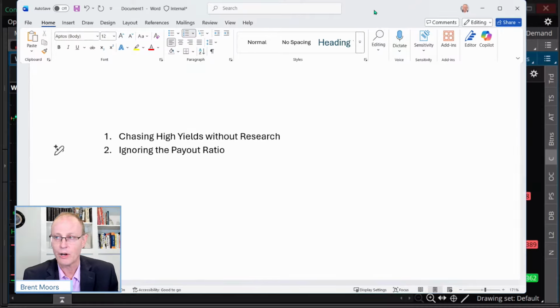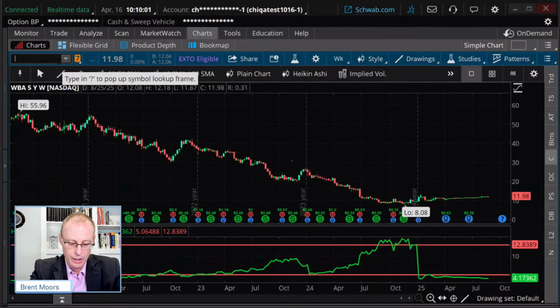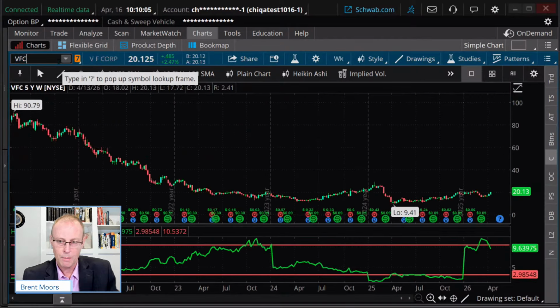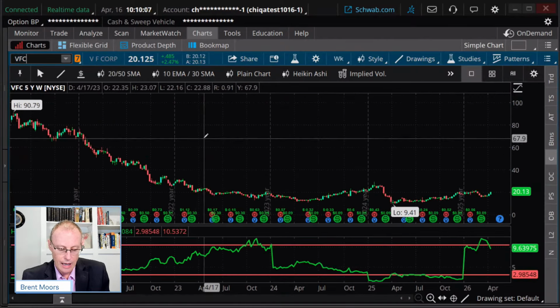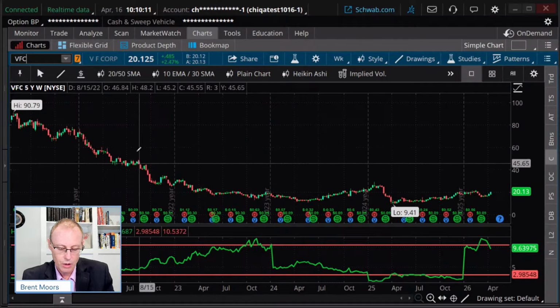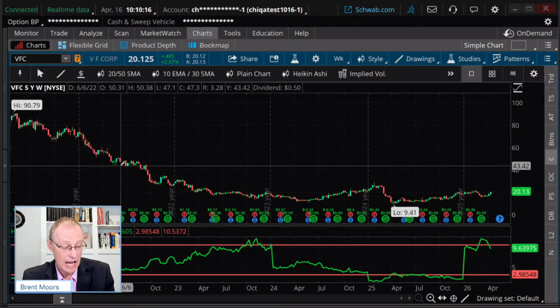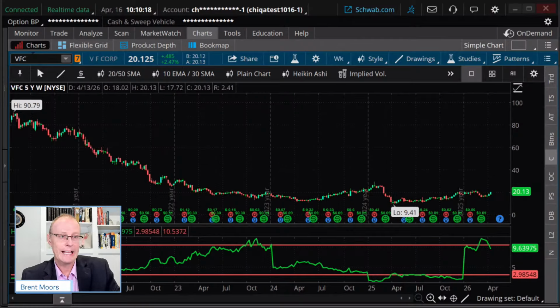I'm going to go a little quicker on this one, but let me just give you some examples here. Here's a company, VF Corp, that had a payout ratio back in 2022 of about 150%. That's a challenge. That's a problem.